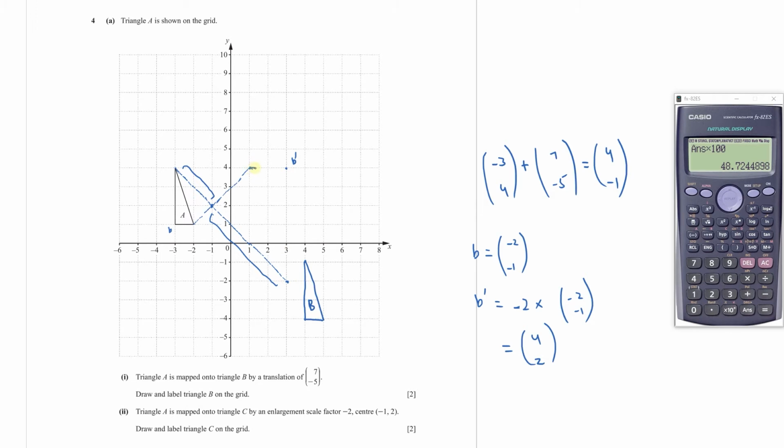And now I can join these points to form my triangle C. So this will be like this. So I can just erase this now. I don't need this. So this will be your triangle C.